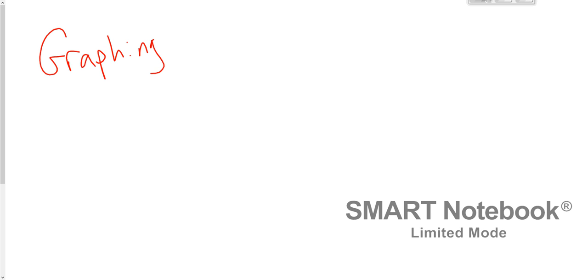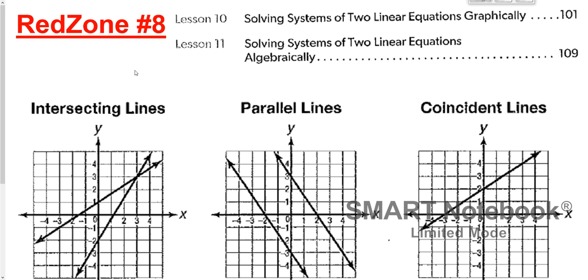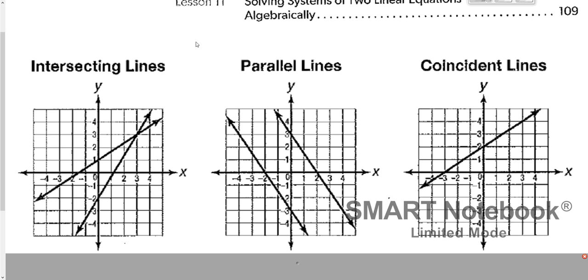Now in 8th grade, we only have to worry about linear equations, equations that form straight lines. So when we graph them, there's only 3 possibilities. And here are those 3 possibilities. If you get 2 lines that intersect, then that point where they intersect is the solution. So that right there would be the solution. So when you have 2 lines and they intersect, there is one solution.